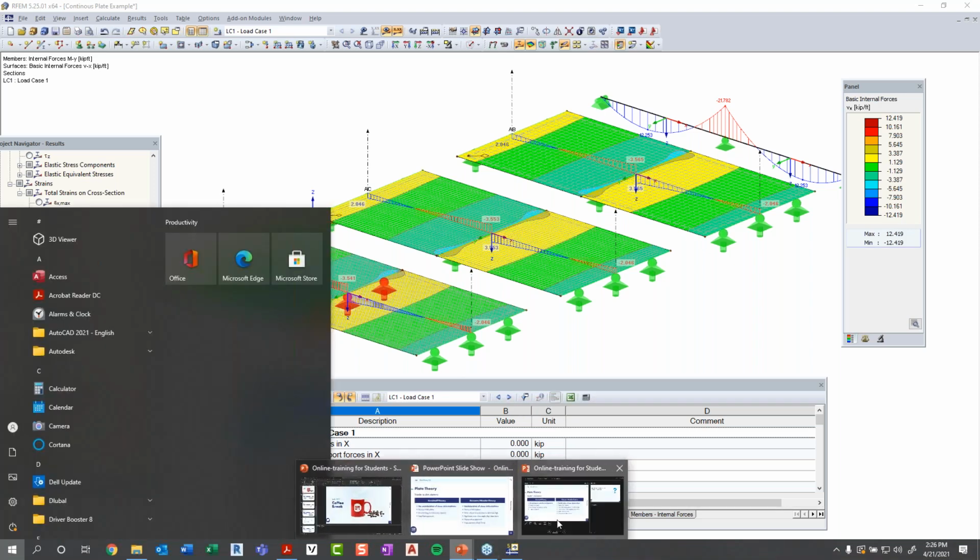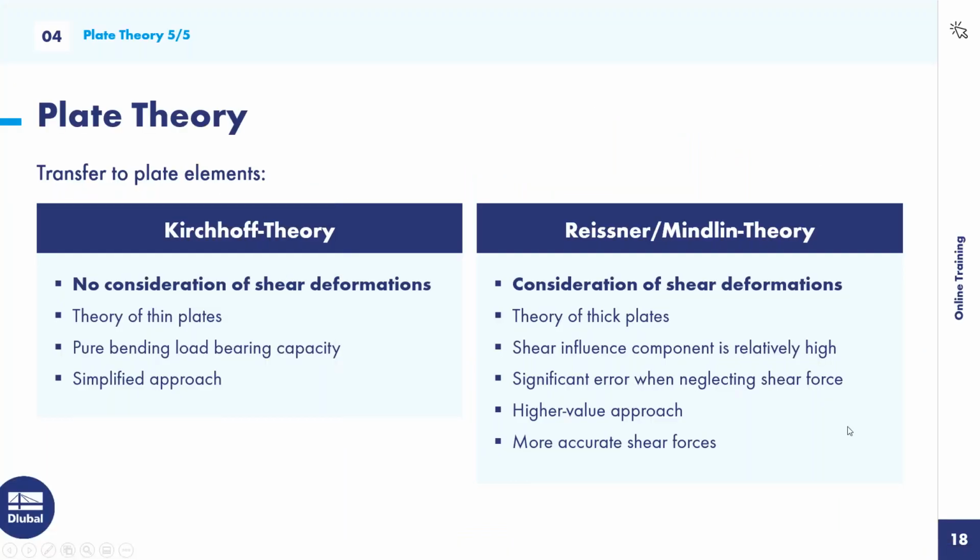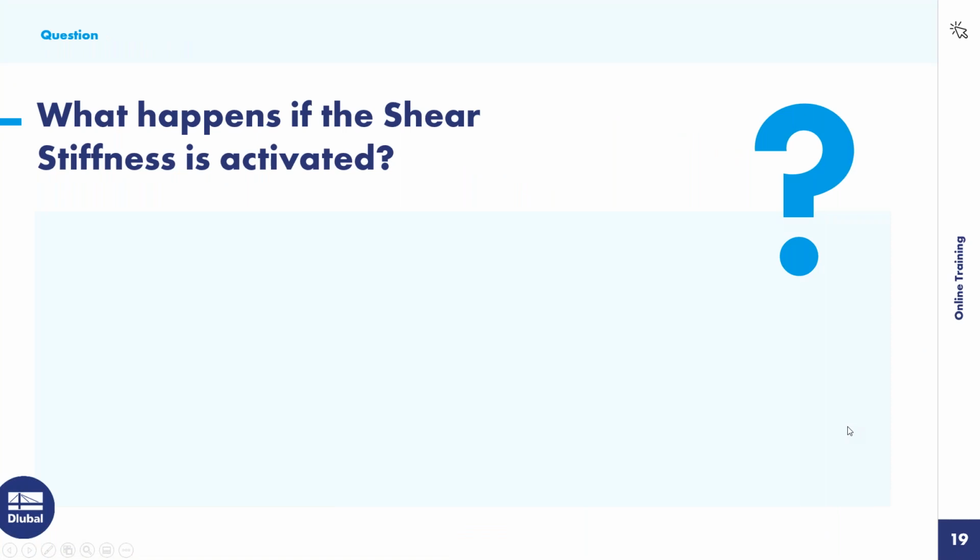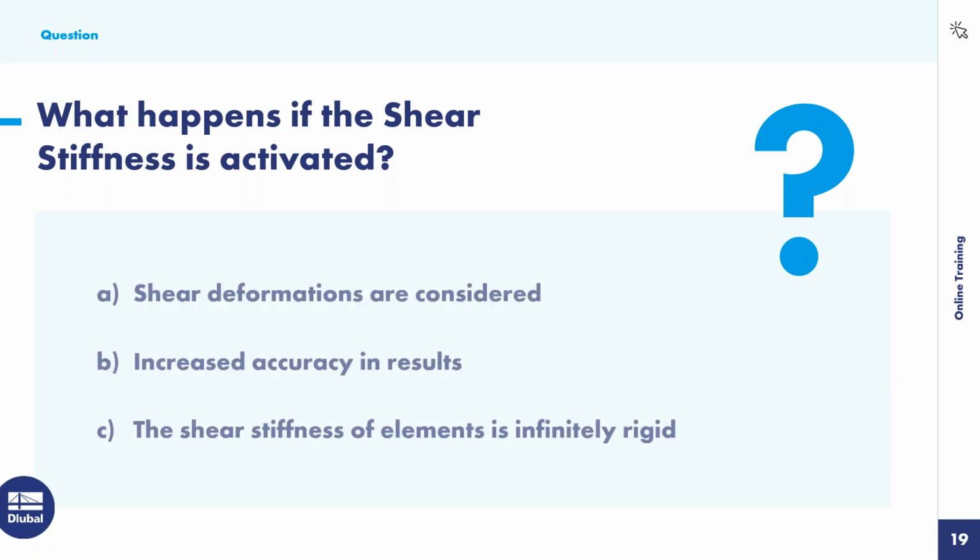So then next, I have another question. Let's go back to the PowerPoint again. For this question, if you could just answer it in the chat, that would be great. The question is, what happens if the shear stiffness is activated? There are three different options, A, B, and C. So if you could just enter A, B, or C in the chat, I can take a look at what the majority of everyone's answering, and then we can go over the answers in a minute.